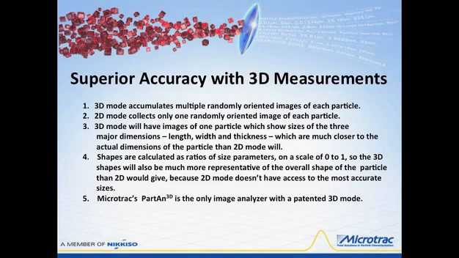Shapes are calculated as ratios of size parameters on a scale of 0 to 1. So the 3D shapes will also be much more representative of the overall shape of the particle than 2D would give, because the 2D mode doesn't have access to the most accurate sizes. And Microtrac's Partan 3D is the only image analyzer with a patented 3D mode.